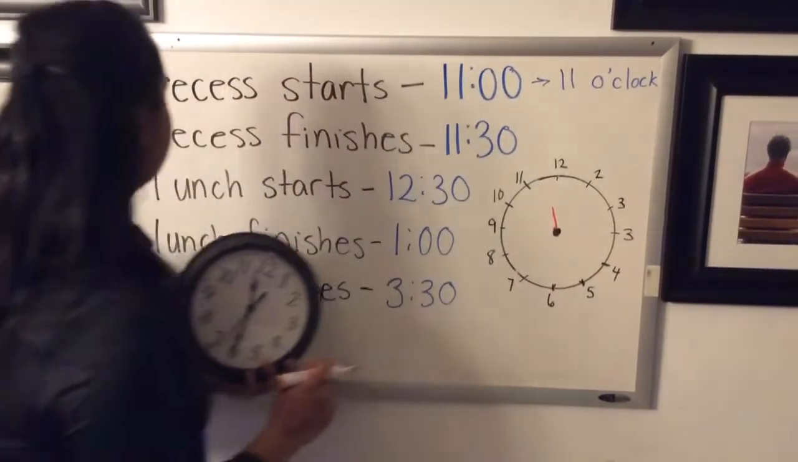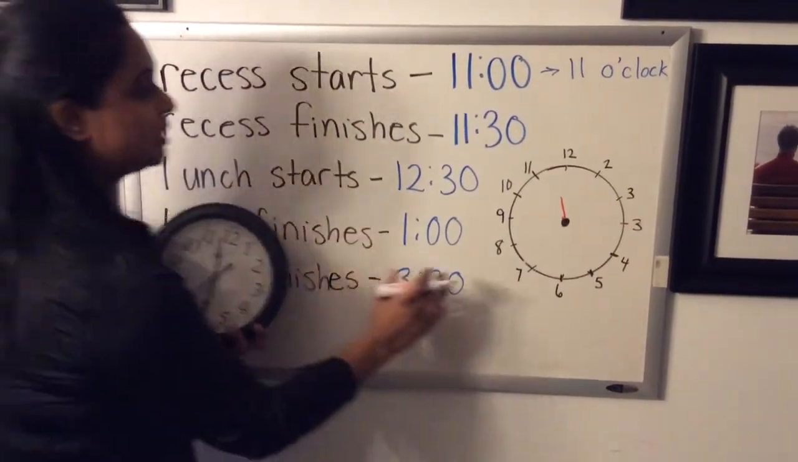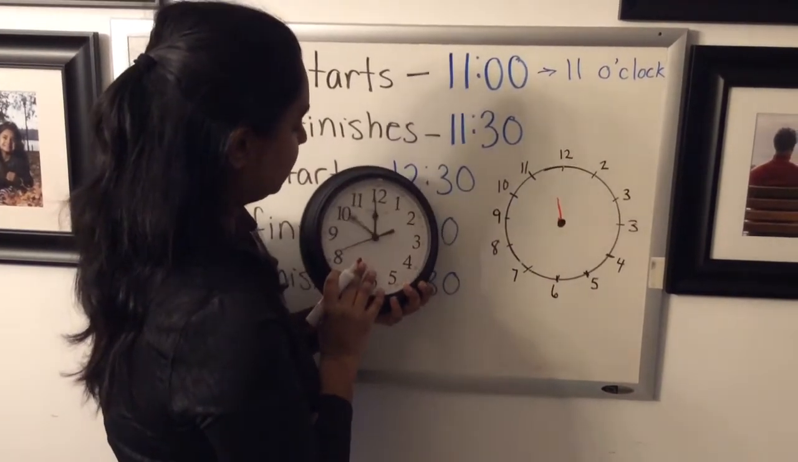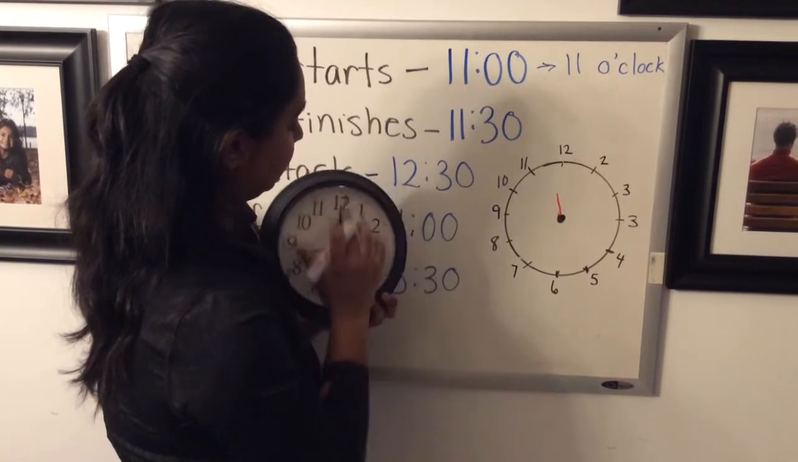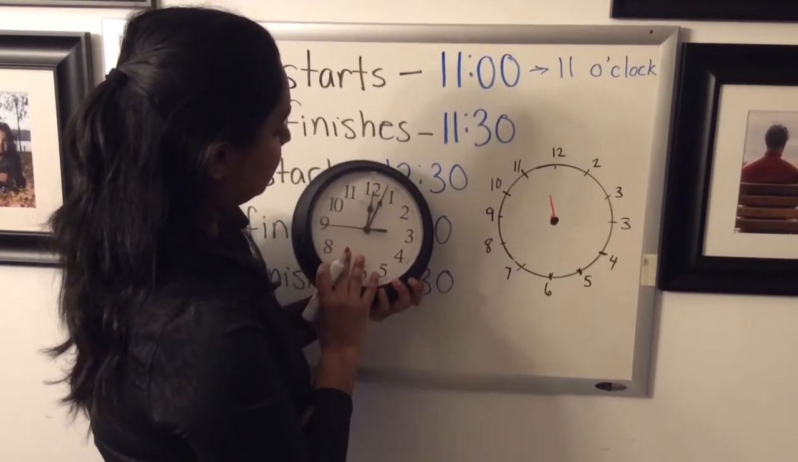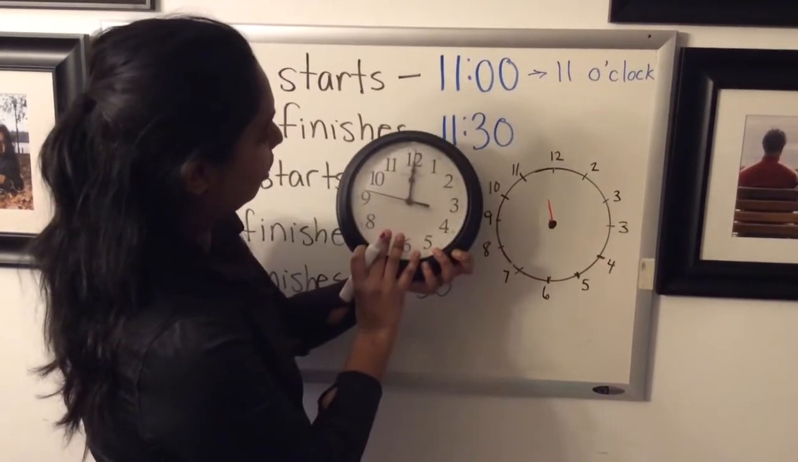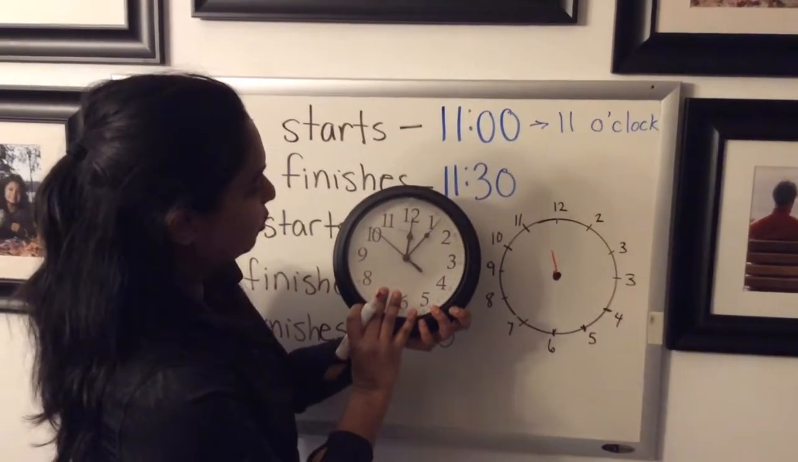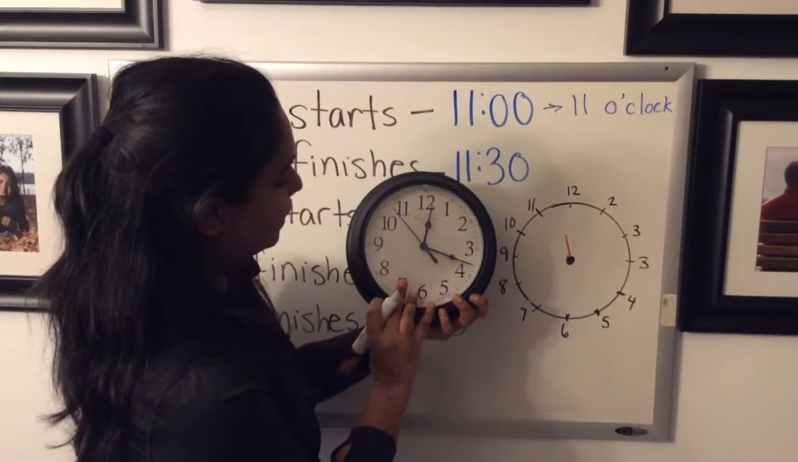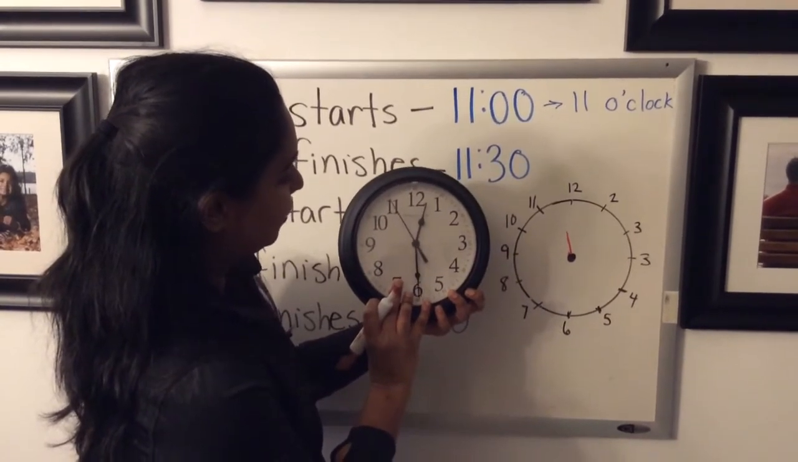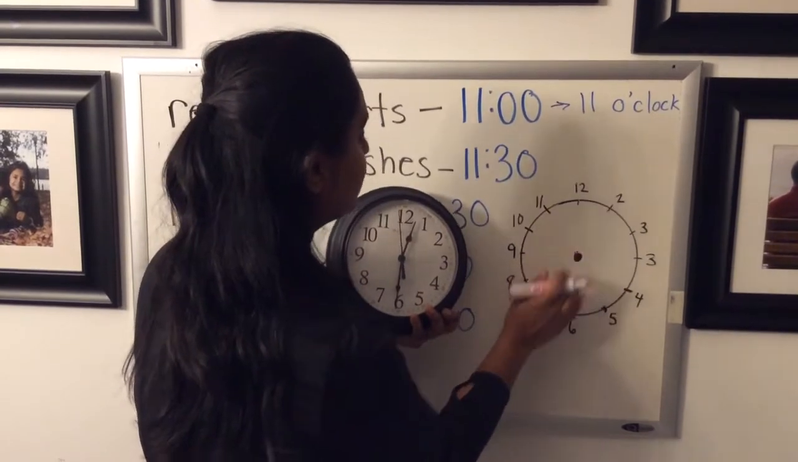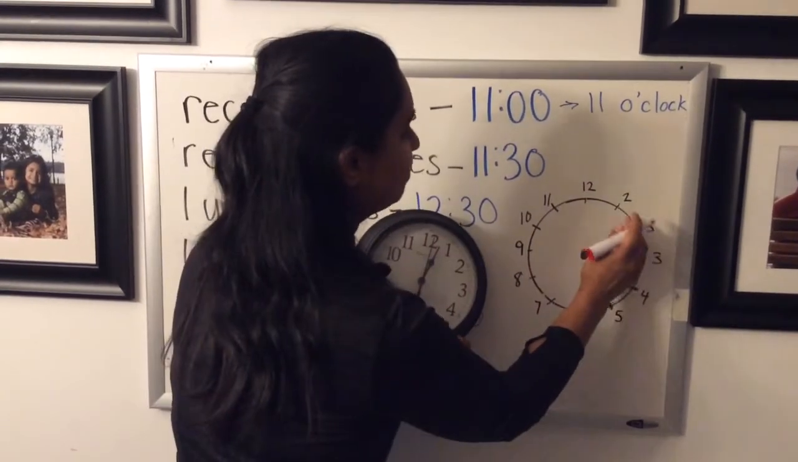All right, now let's move on to the next time. Lunch starts. That's at 12:30. So I want to make sure that my little hand has gone to 12. So now it's 12 o'clock. I can see that the long hand is also on the 12. And I'm going to move it around so that the long hand is on the 30 mark, which is here. And now I can see that at 12:30, you're going to draw your short hand right in between.